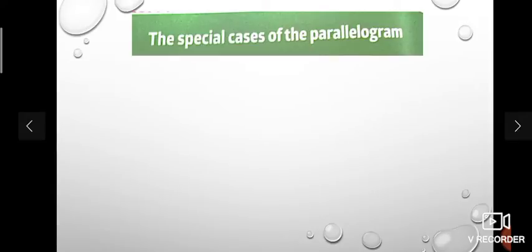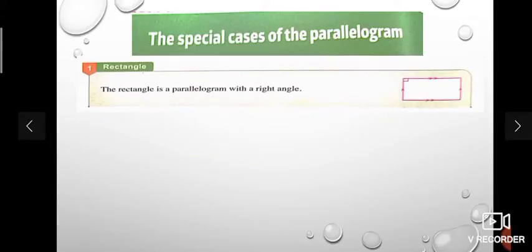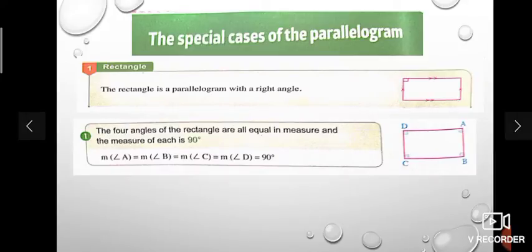The special cases of parallelogram. At first, rectangle. The rectangle is a parallelogram but with a right angle. If I have a parallelogram with right angle, then it will be rectangle. The properties: the four angles of the rectangle are all equal in measure and the measure of each is 90. A equal B equal C equal D, and each angle equal 90 degrees.